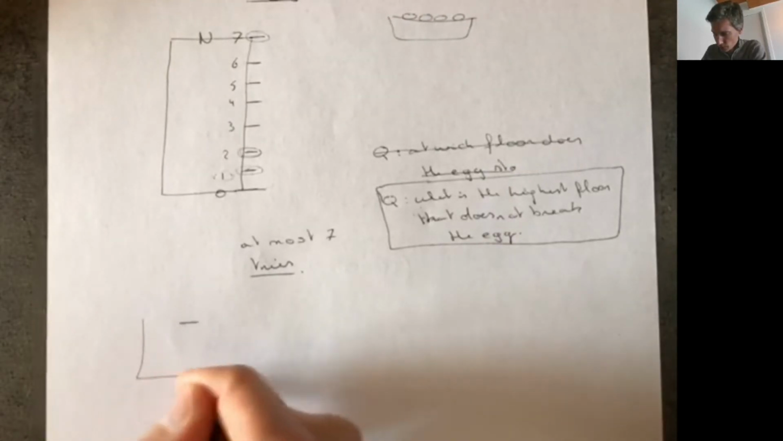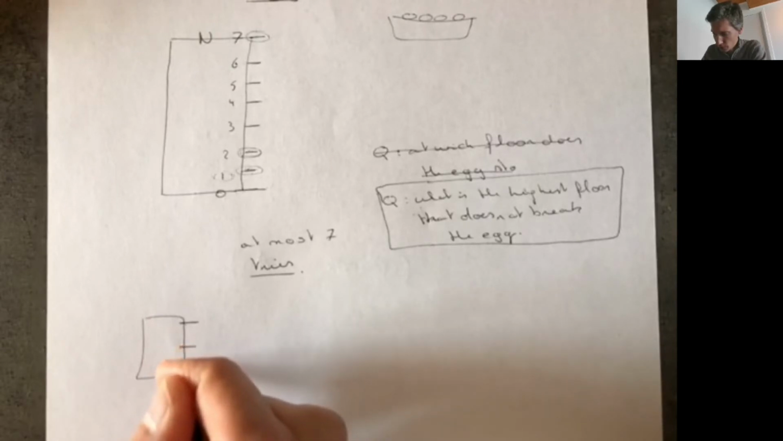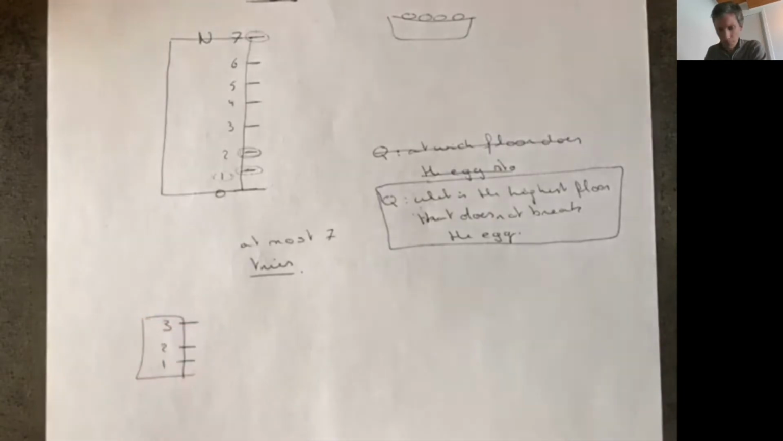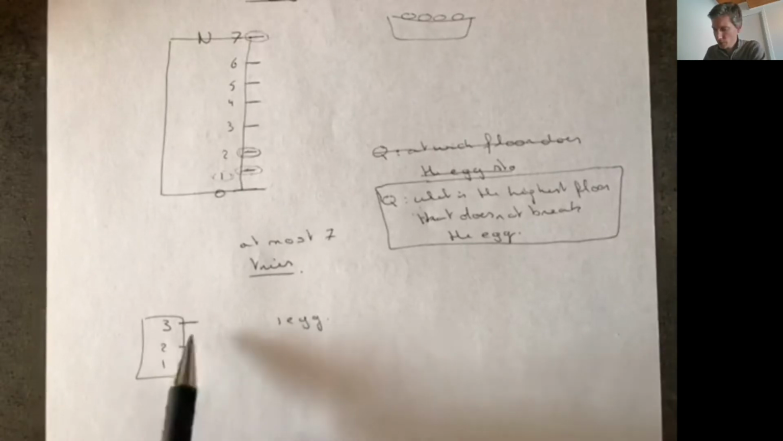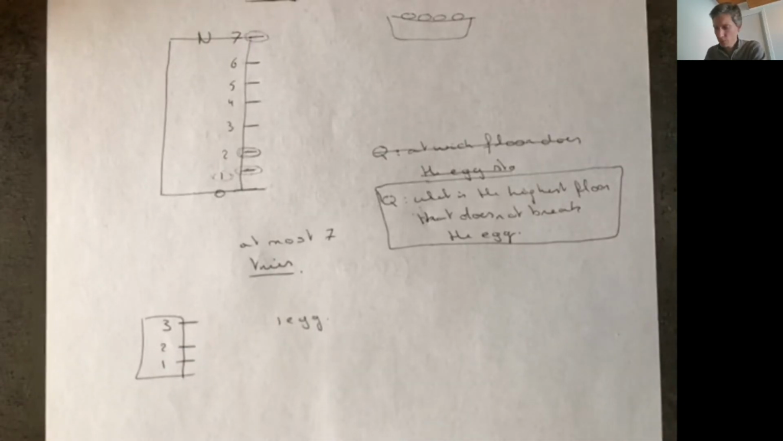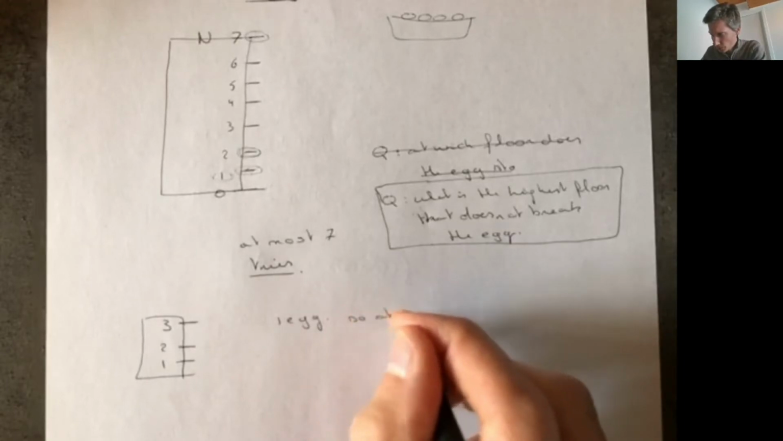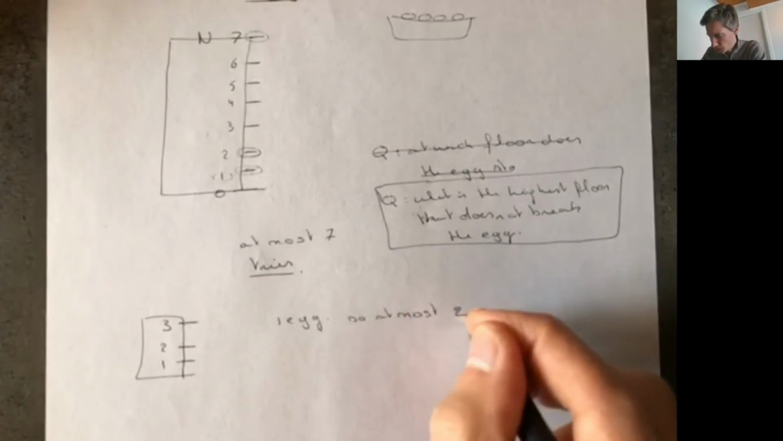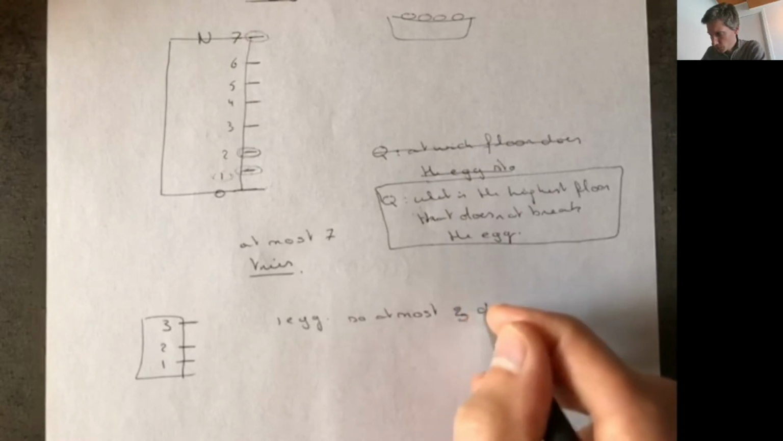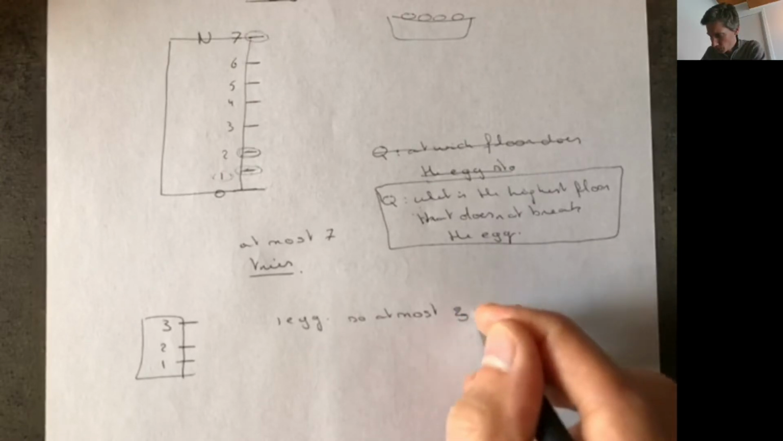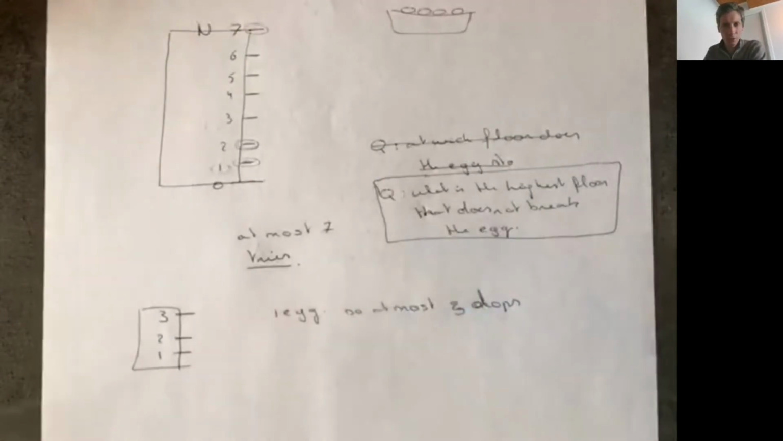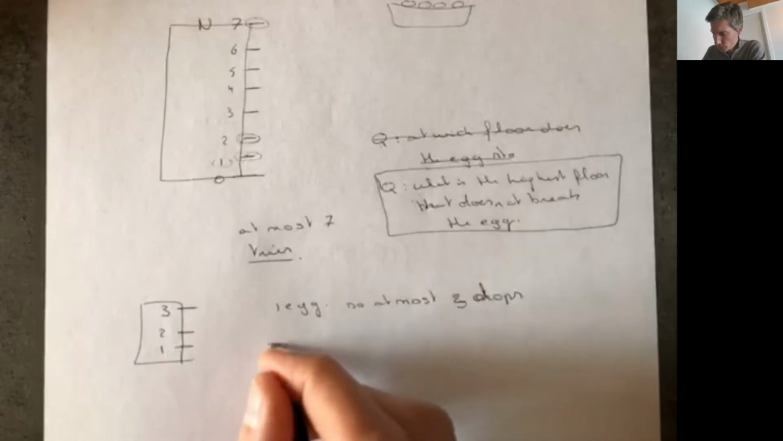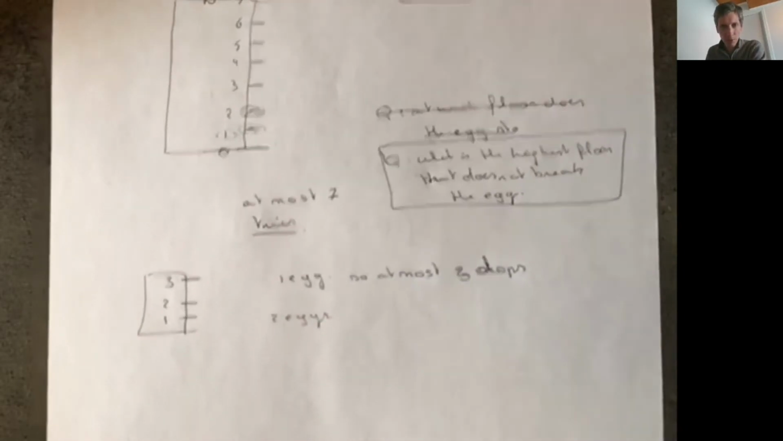Okay, so for example, assume that I have a building of 3 floors, 1, 2, and 3. Right, so if I have one egg, well, I have to drop it from the first floor, then I have to try it from the second floor, and then I have to try it from the third floor. So at most 3 drops are necessary in order to answer this question. If I have 2 eggs, I can be somewhat more ambitious.